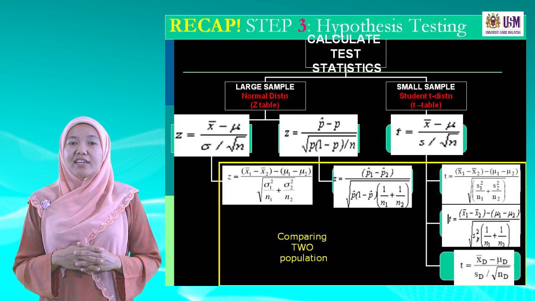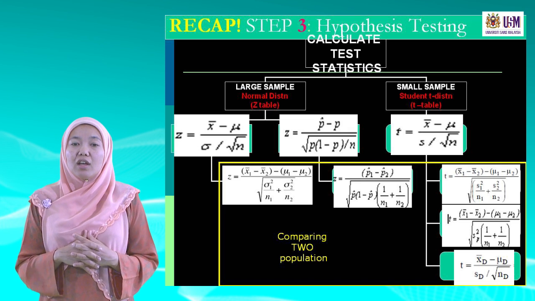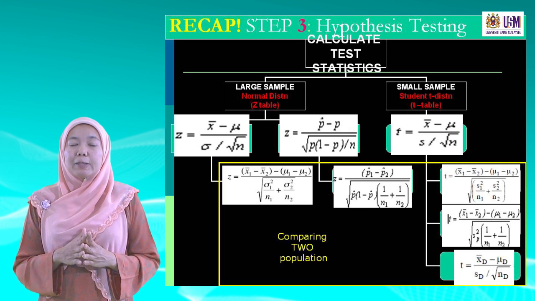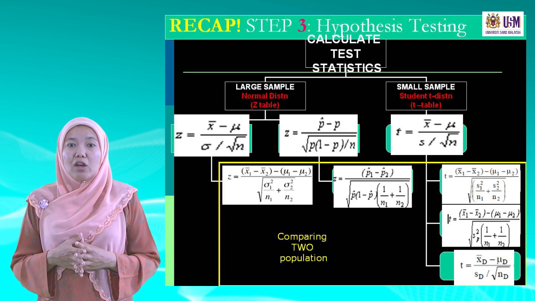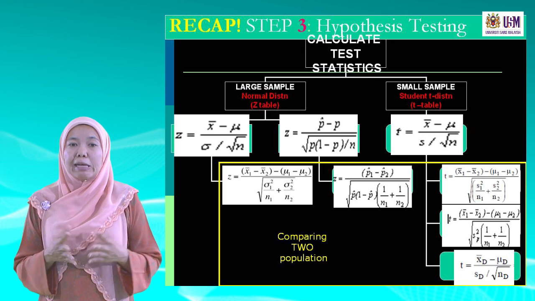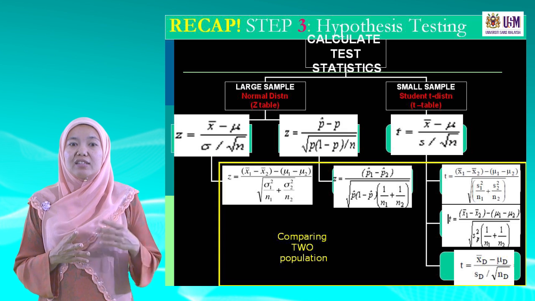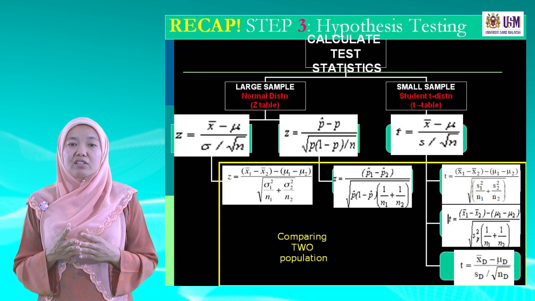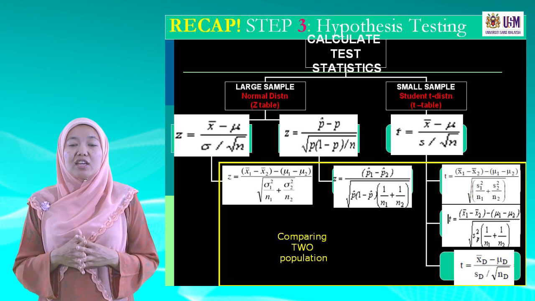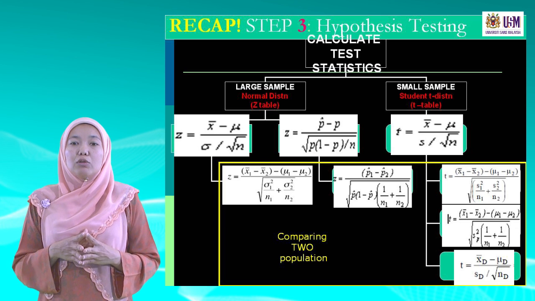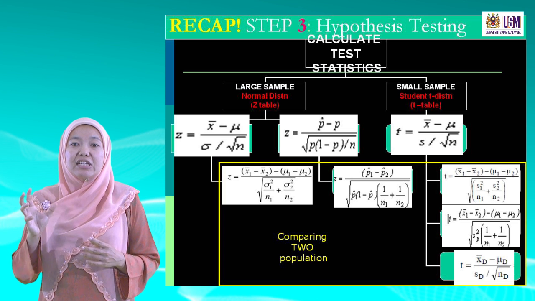Now we are looking at step 3 of hypothesis testing. Don't get scared of all the formulas shown on screen. In step 3, you need to calculate your test statistic. Normally we start with the large sample, where we assume a normal distribution, the Z table, so all your test statistics will be in terms of Z value. On the right-hand side of the screen you see the test for a small sample, which uses the Student's t distribution. In other words, you need to look at the t table.